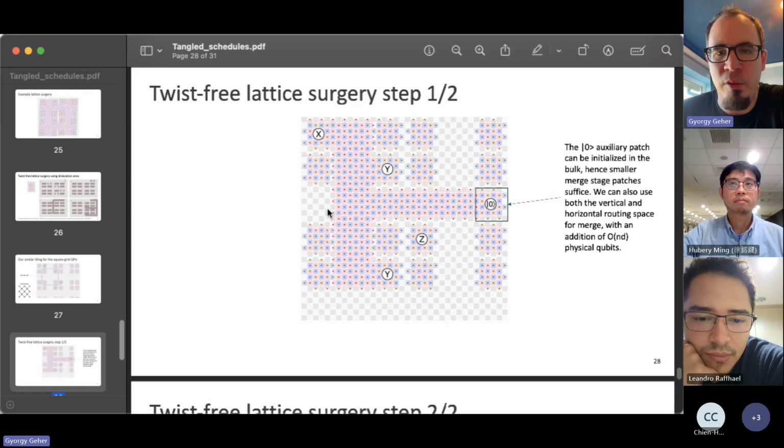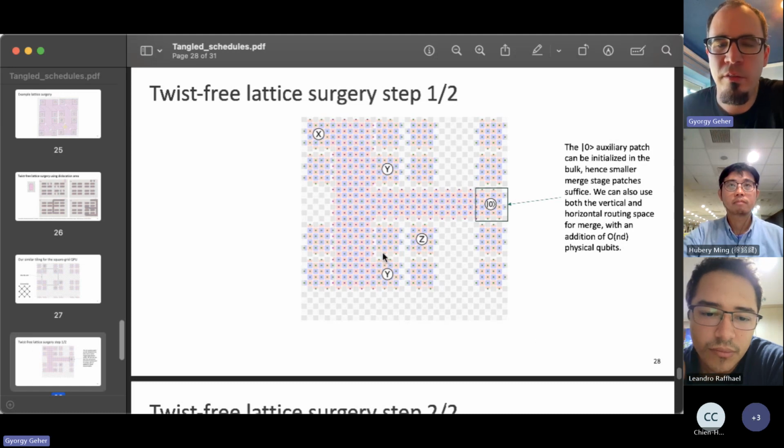But it might also be possible, let's say if they are far apart, let's say there is one here, but these Ys are here, then I would probably put the auxiliary patch here. So essentially, I would say any column where you don't have any Paulis would probably work.